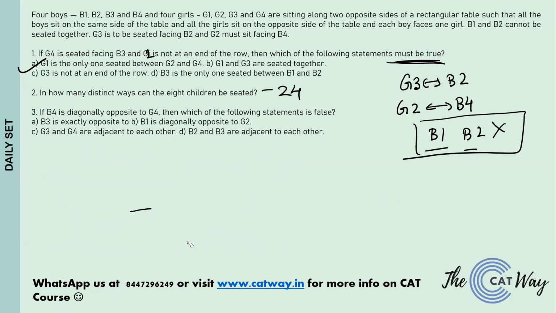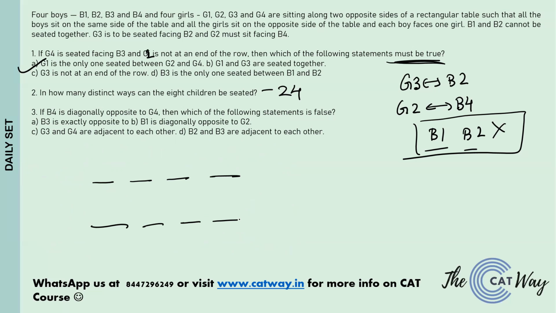All right, guys. So coming to the third question, what do we have? If B4 is sitting diagonally opposite to G4, so we have four people. If B4 is sitting diagonally opposite to G4, then which of the following statements is false? It is asking. Okay, so let's start.